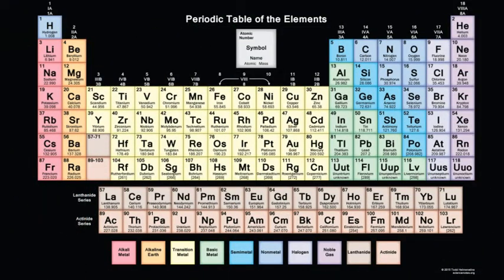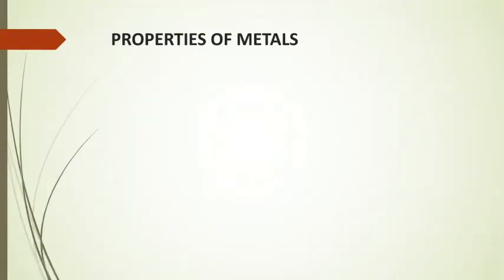In the periodic table, group 1 elements are alkali metals, group 2 elements are alkaline earth metals, as well as the D block elements are called transition metals. That green color zigzag part are basic elements or post transition metals. So these are the metals there are in the periodic table.